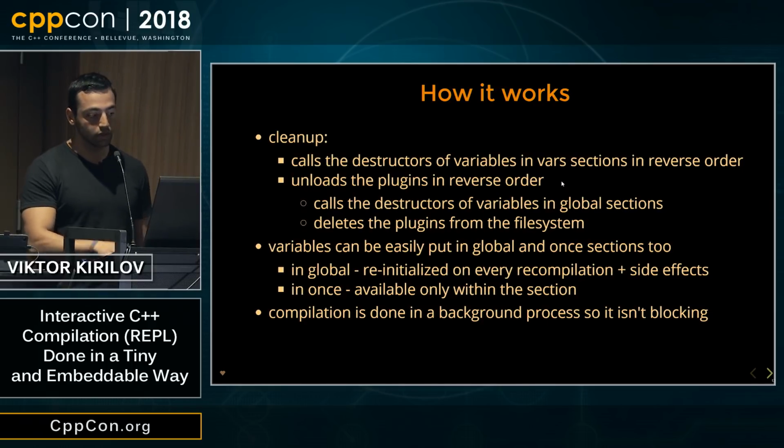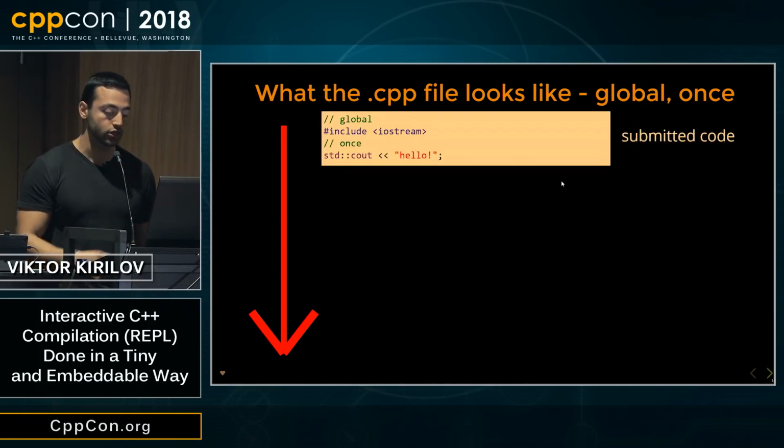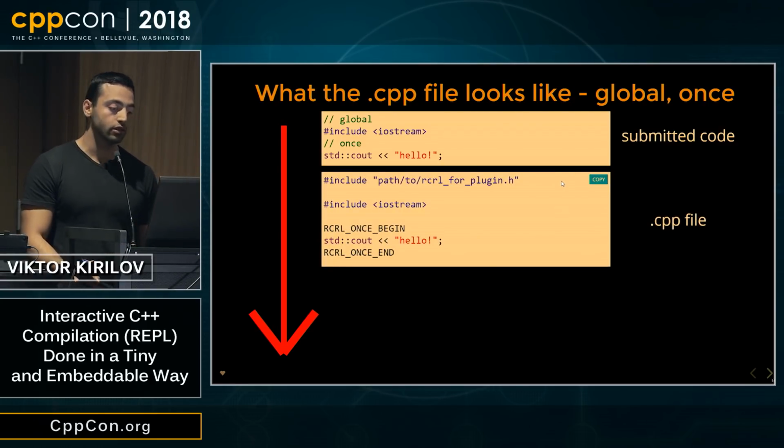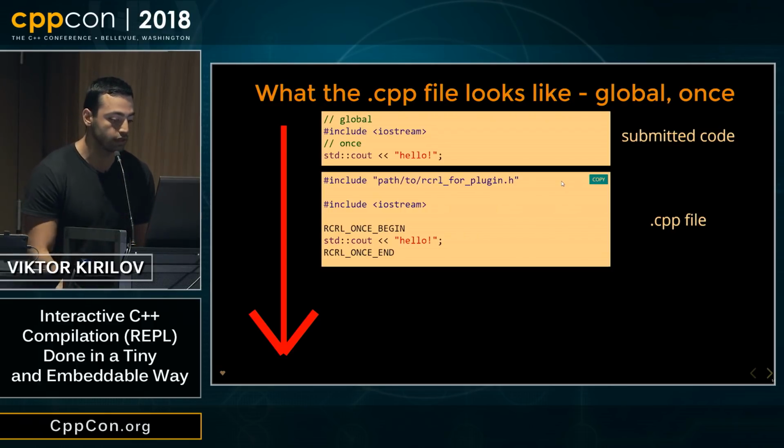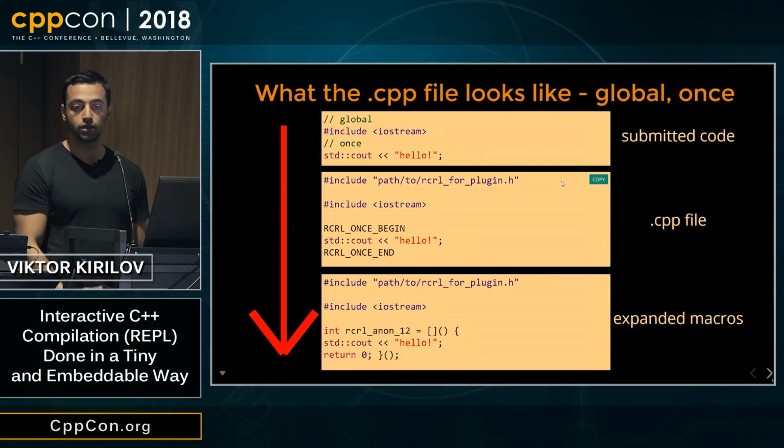So when we submit code like this, a global section and the once section, we get the following source file constructed for compilation. First, there is the mandatory inclusion of a helper header file. After that, everything from the global section is just copy-pasted in global scope. And whatever was in the once section is surrounded between the once begin and once end macros, which after the preprocessor get expanded to the following. A global dummy integer to which we assign the result of a lambda, which is immediately called when the plugin is loaded into the address space.